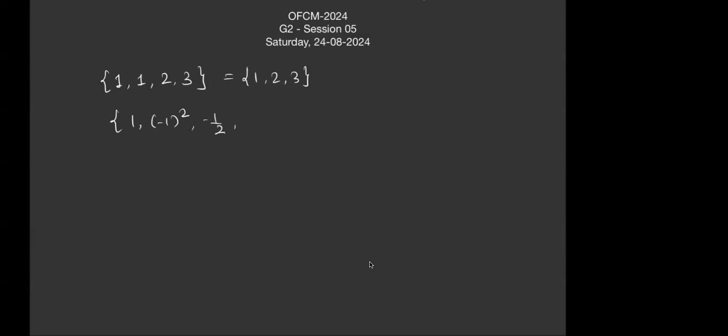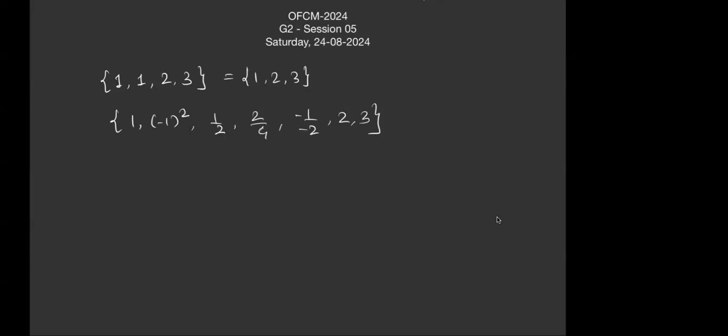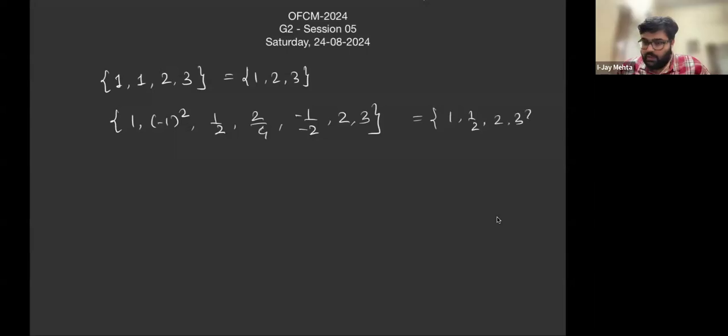Sorry, 1 by 2. What I want to say is 1 by 2, and then 2 by 4, minus 1 upon minus 2. What is this set? Yes, room number 4, Swati. It is 1, comma 1 by 2, 2 and 3. How many of you agree with her?